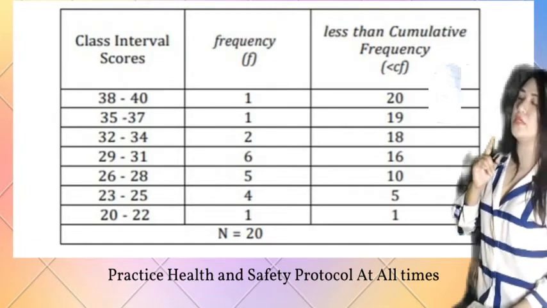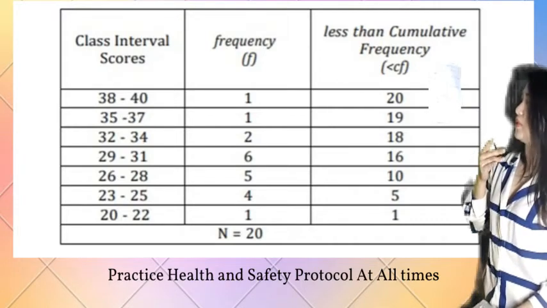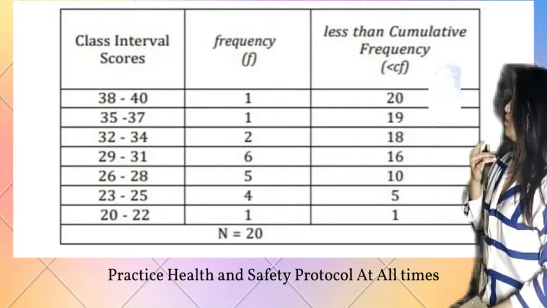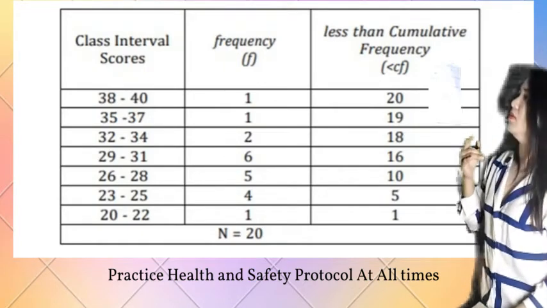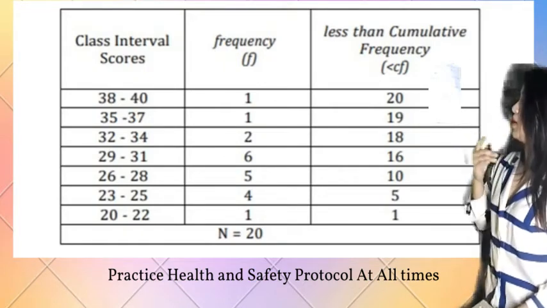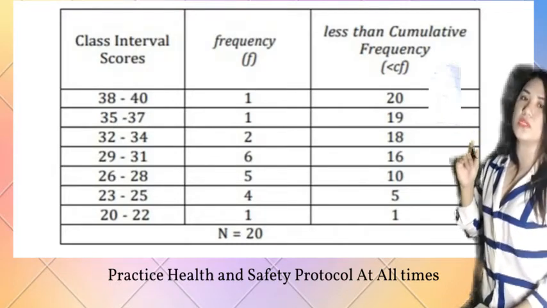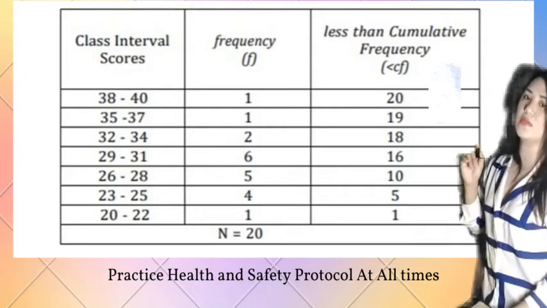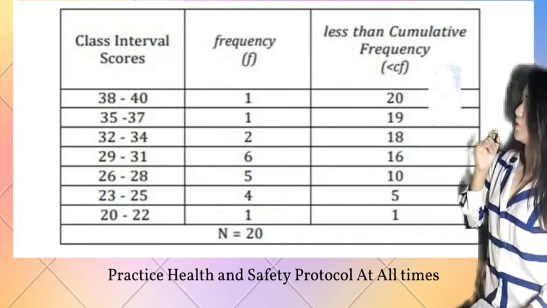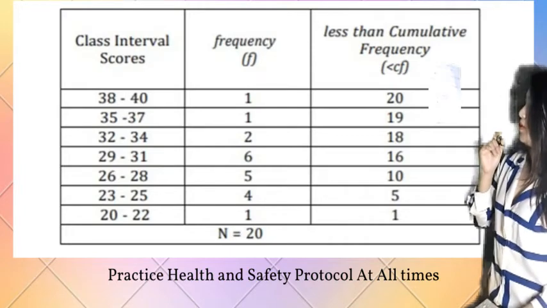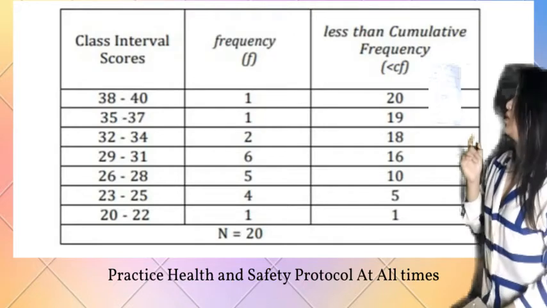Since we only got one frequency there, and since we already took 2 out of 20, what is left is 18. There are 18 frequencies below that frequency 1. So 18 plus the value of that frequency 1 will give us 19. Same as with the class interval between 32 to 34. Our frequency on this table is 2.